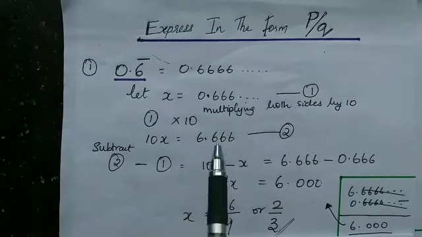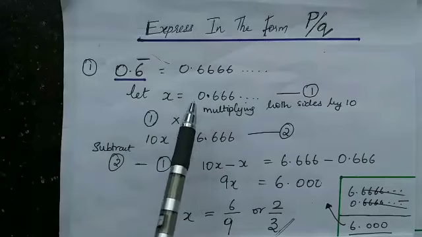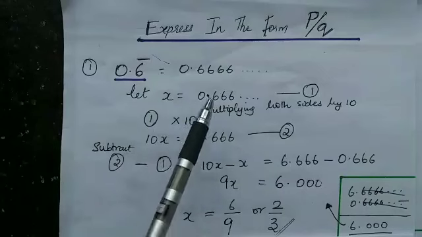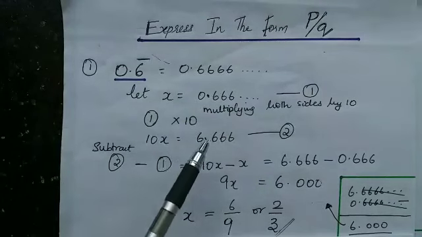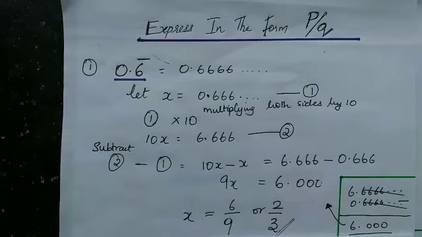Let me repeat the procedure. First, you have to take the question as x. Then check how many digits are repeating here. Since only one digit, multiply by 10. Equation 1 into 10. Then subtracting equation 1 from equation 2, you get the answer. Going to the next problem.